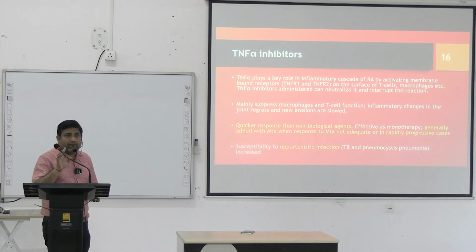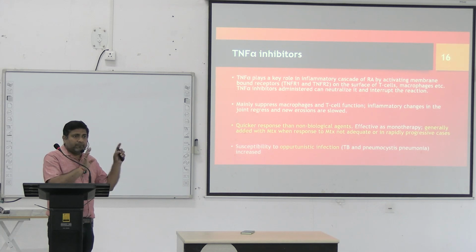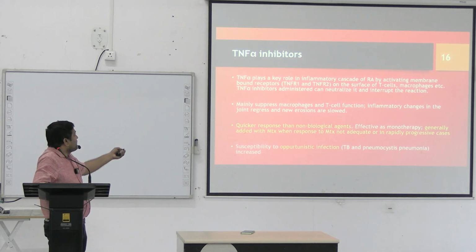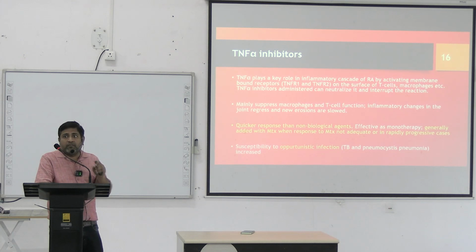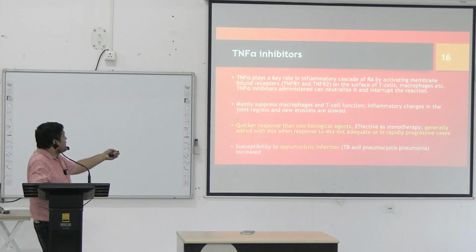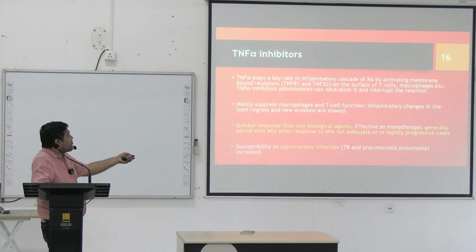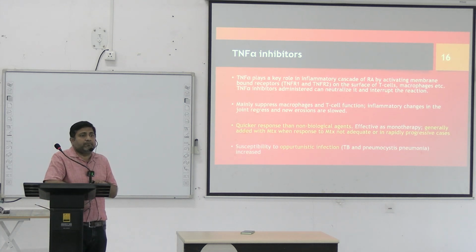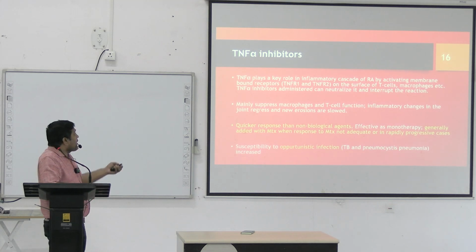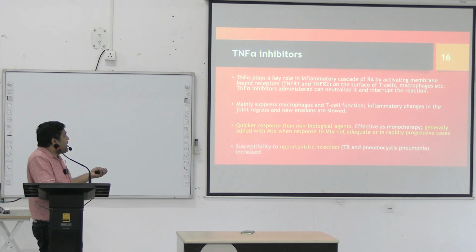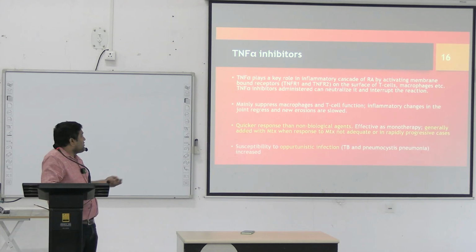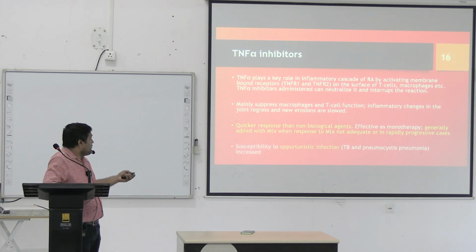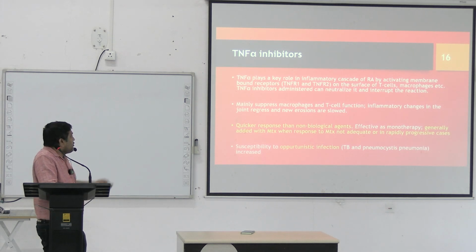So, among these, the TNF-alpha inhibitors are the preferred biologicals in rheumatoid arthritis patients because TNF-alpha is the major inflammatory mediator in rheumatoid arthritis. So TNF-alpha plays a key role in the inflammatory cascade of rheumatoid arthritis by activating membrane-bound TNF-alpha receptor 1 and 2 on the macrophages and T cells. TNF-alpha inhibitors administered can neutralize and interrupt the reaction. They mainly suppress macrophage and T cell function. Inflammatory changes in the joints and the synovial tissues and new bony erosions are slowed.